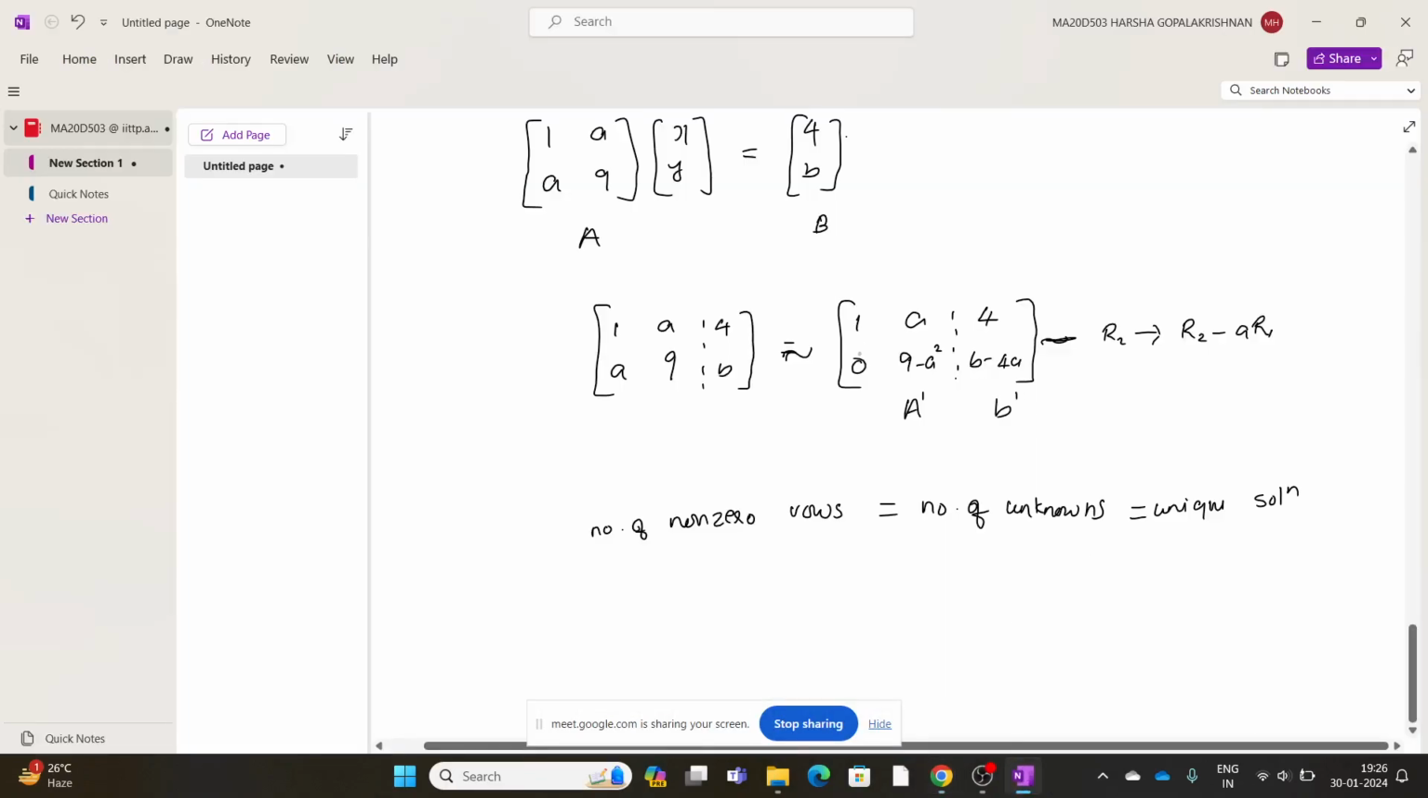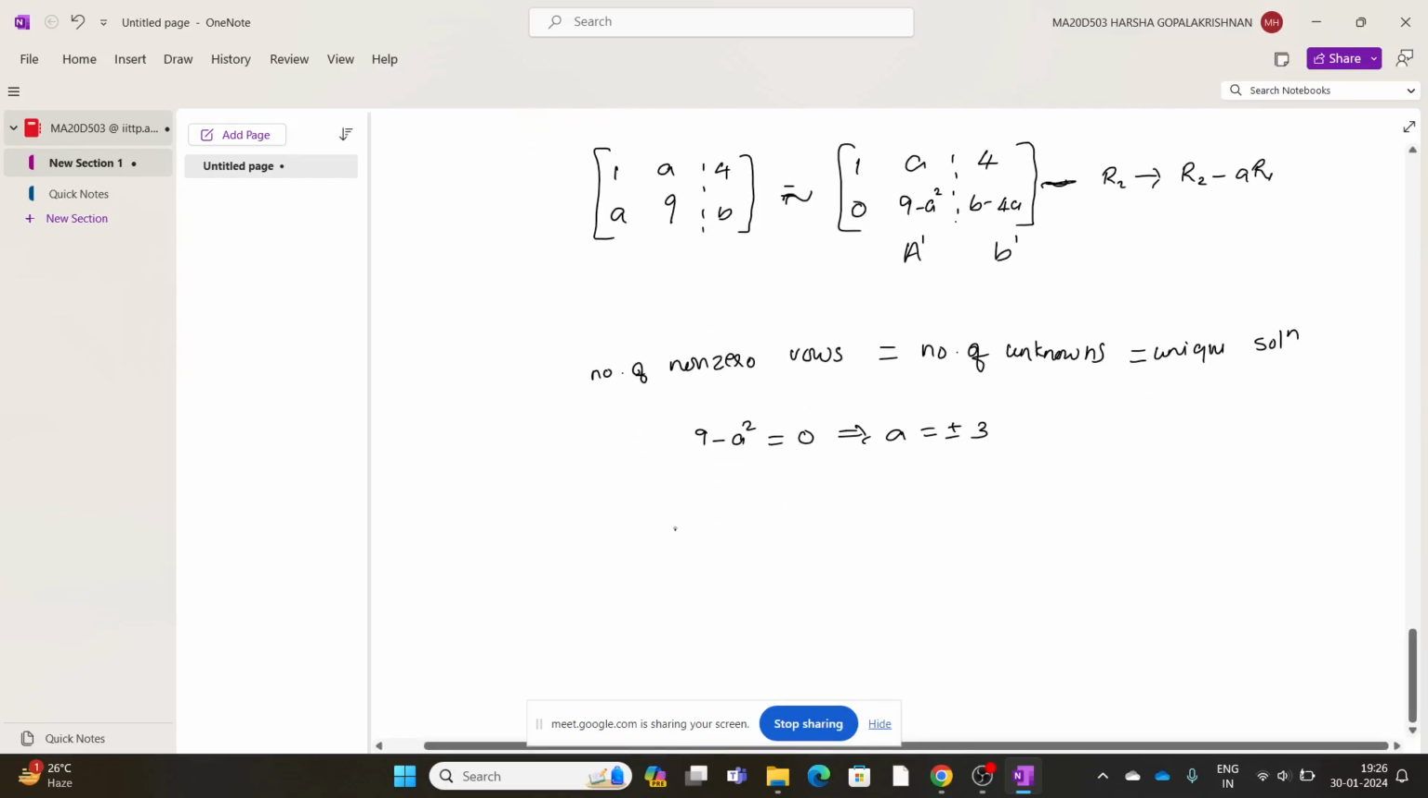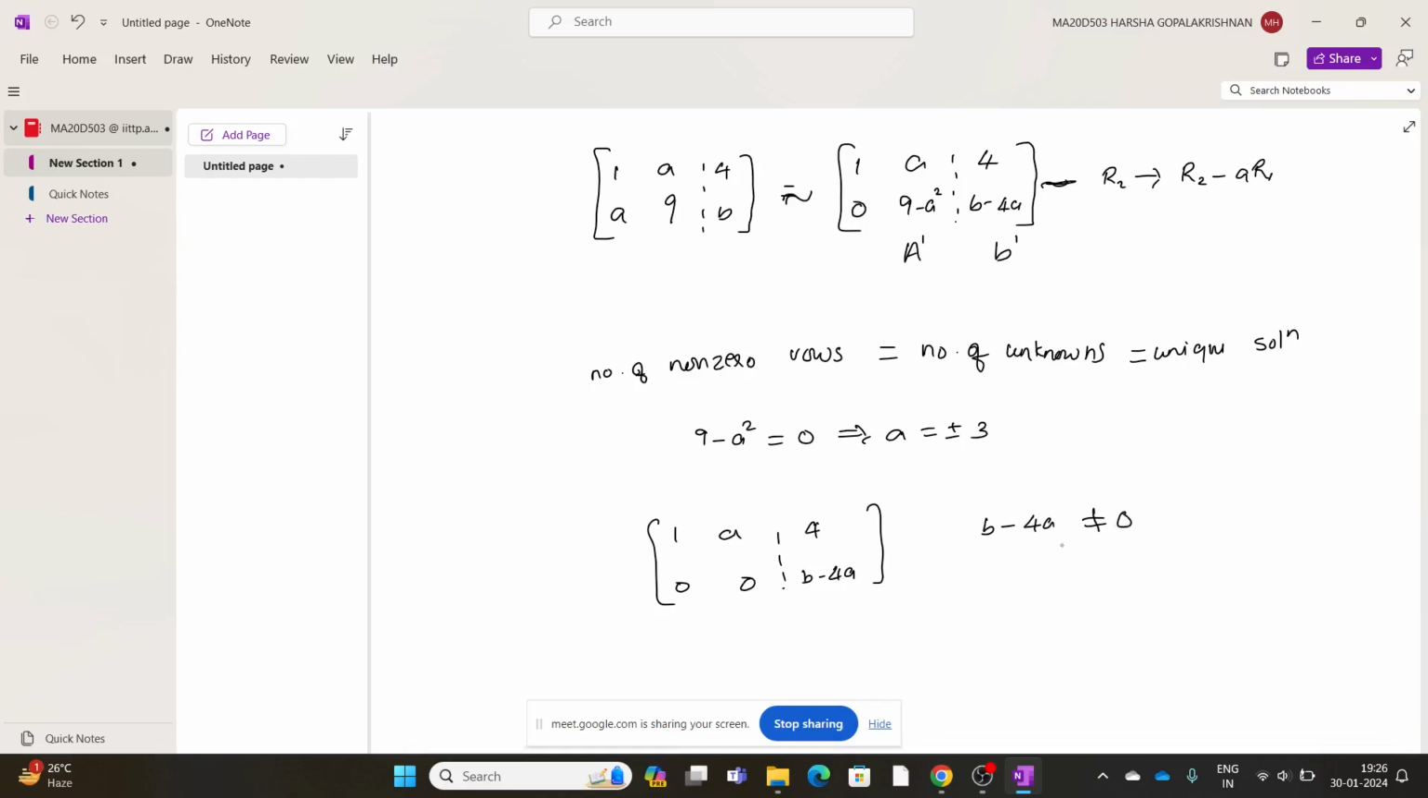Correct? See, suppose 9 minus a square equal to 0. That is a equal to plus or minus 3. So what we will get? We will get the matrix as (1, a, 4; 0, 0, b minus 4a). Something like this we will get. In this case, suppose b minus 4a is non-zero, then what can you say about the system? Is there any solution for the system?